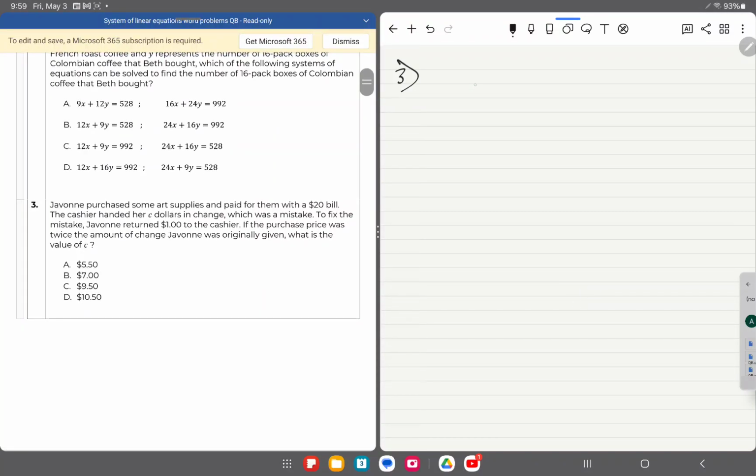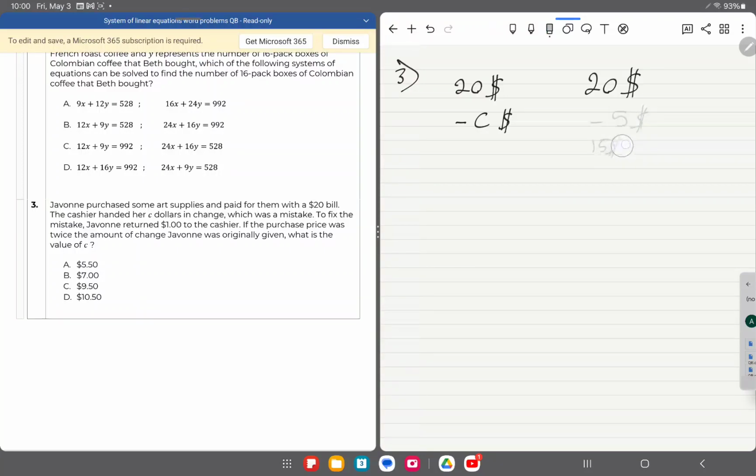Javon purchased some art supplies and paid for them with a $20 bill. She paid the $20, then the cashier gave her change, C dollars. As if you're going to a supermarket, you're paying $20 for something that costs $5, and you're getting $15 in return.